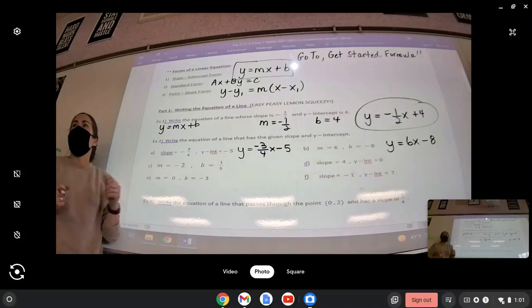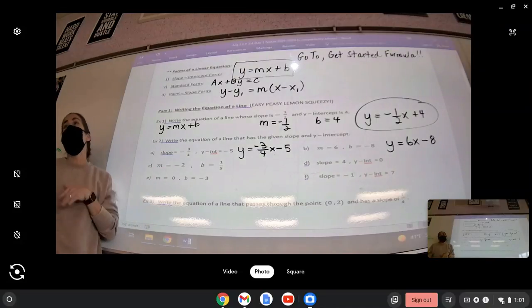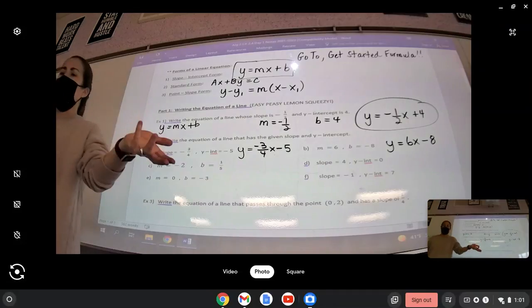I think they're trying to trick you. I think they want you to think, oh, slope is my fraction, the whole number is my y-intercept. But guys, we're not being asked to graph.